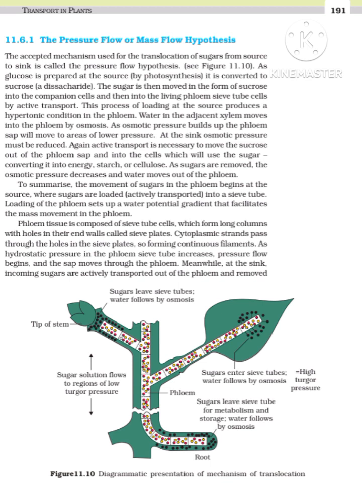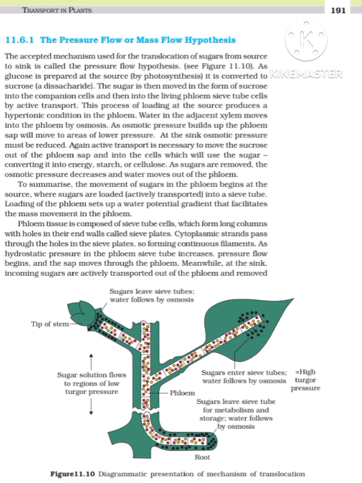Again, active transport is necessary to move the sucrose out of the phloem sap and into the cells, which will use the sugar, converting it into energy, starch, or cellulose. As sugars are removed, the osmotic pressure decreases and water moves out of the phloem.